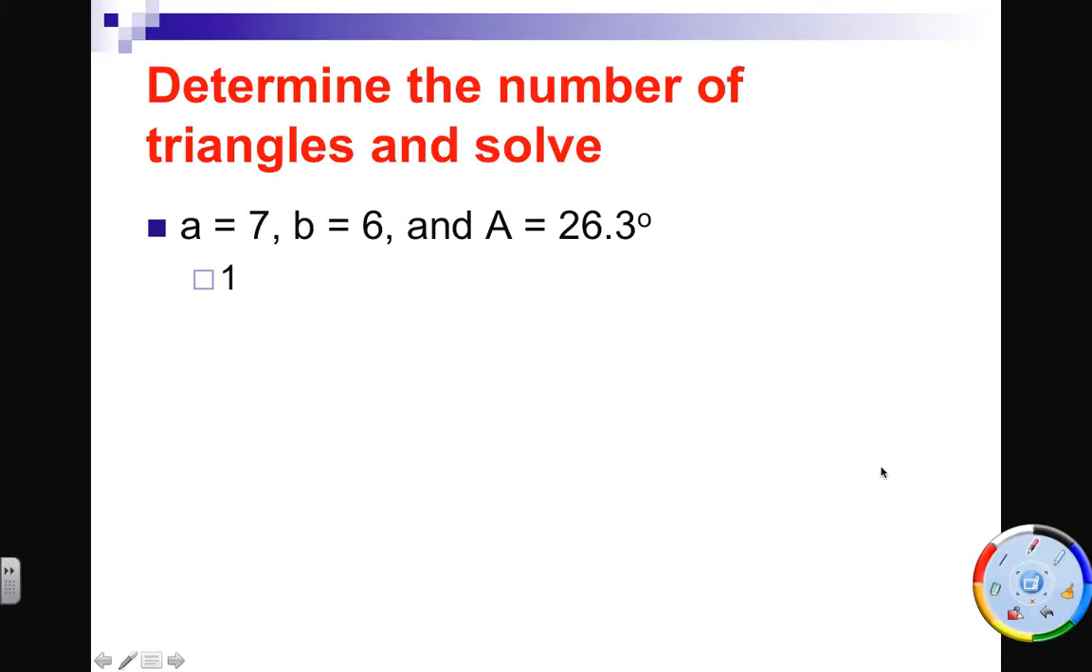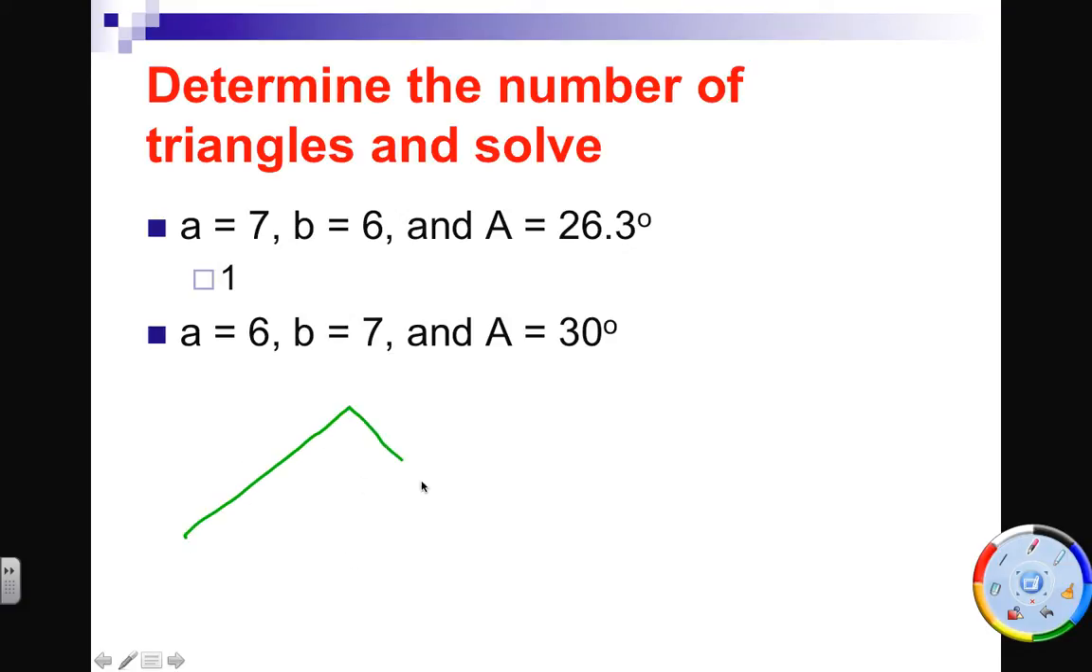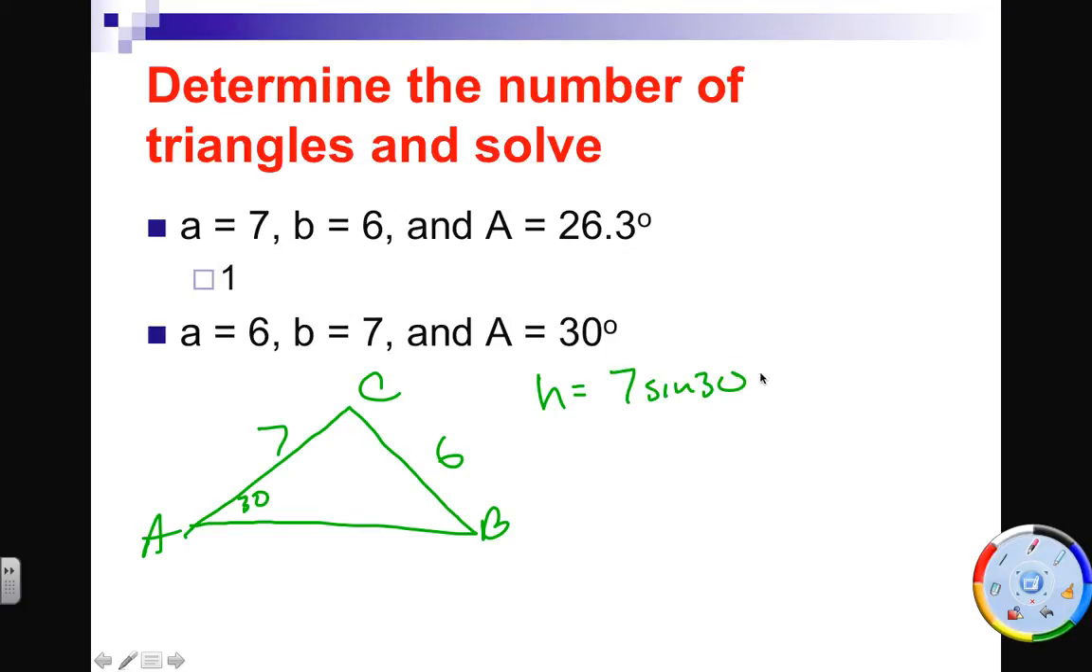What about this one? So we had one triangle for that. What if I was to change things around a little bit? a is 6, b is 7, and A is 30 degrees. Well, now a is not bigger than b, so that one goes out the window, the one we just had. And I should probably find h. h is 7 times the sine of 30. Well, I don't need a calculator for this one because sine of 30 is 1/2. So it's 7/2, which is 3.5.